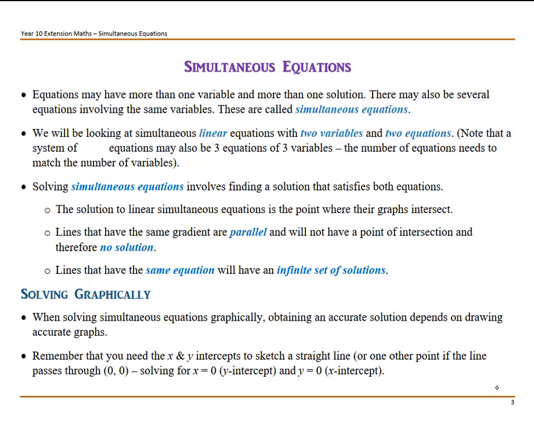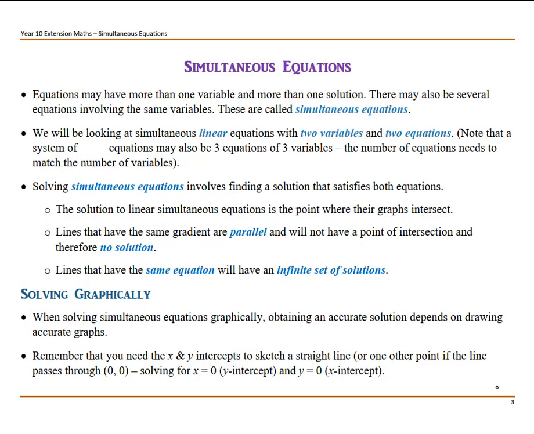Note that a system of equations may also be three equations of three variables. So the number of equations needs to match the number of variables that you're trying to find, or the number of unknowns. Now, solving simultaneous equations involves finding a solution that satisfies both equations.